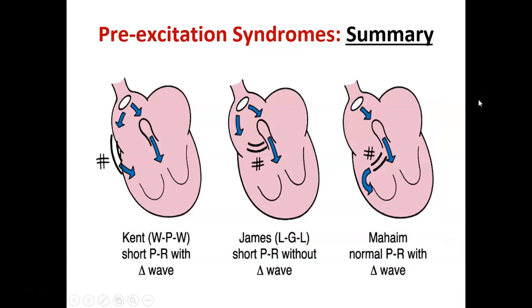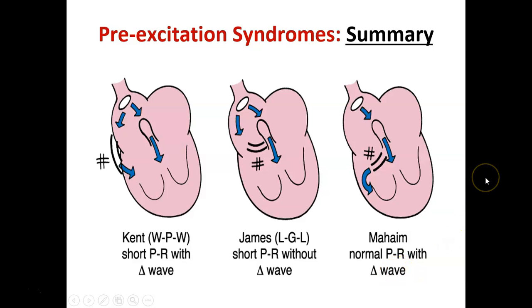So in summary, pre-excitation syndromes are of three types: WPW syndrome, LGL syndrome, and Mahaim fibers. The accessory pathway involved is called the bundle of Kent in WPW syndrome, James fibers in LGL syndrome, and Mahaim fibers in the third syndrome. In WPW syndrome, you will get a short PR interval with delta wave. In James fibers, you will get a short PR interval but without delta wave. And in the third variety, Mahaim fibers, you will get a normal PR interval with delta wave.